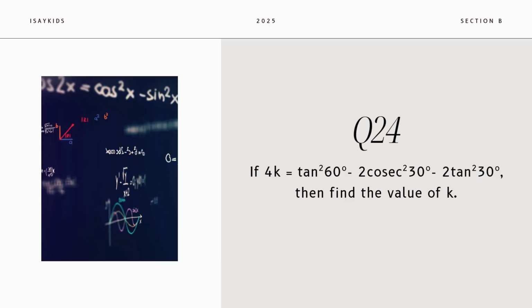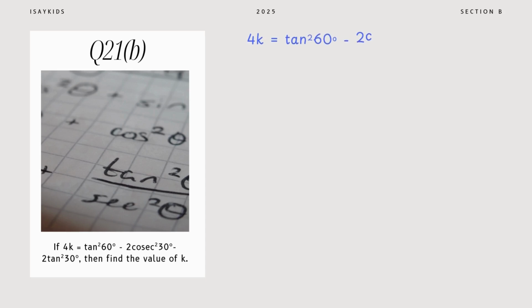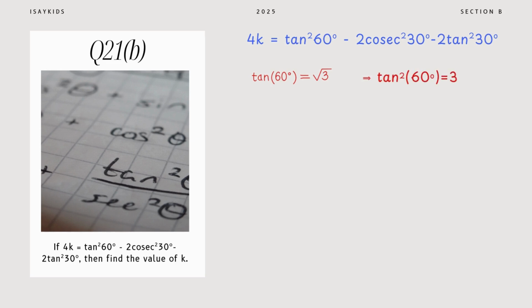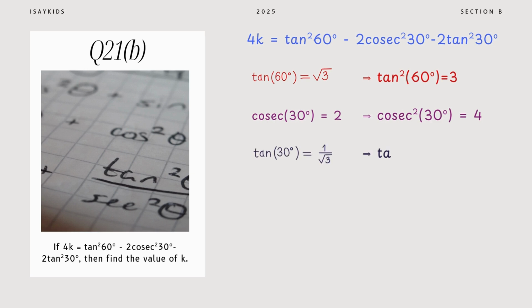If 4k is equal to tan square 60 degree minus 2 cosec square 30 degree minus 2 tan square 30 degrees, then find the value of k. We are given this. Now tan 60 is root 3, so tan square 60 would be 3. Cosec 30 is 2, so cosec square 30 would be 4. Tan 30 is 1 by root 3, so tan square 30 would be 1 by 3.